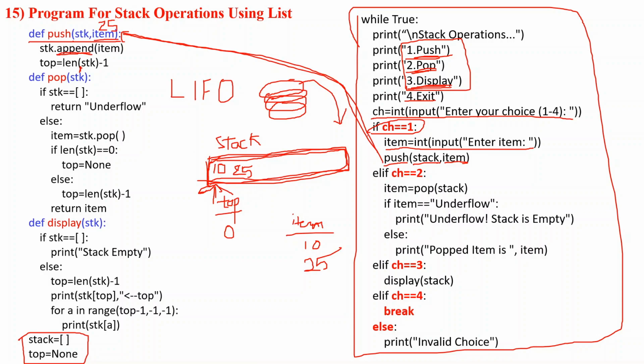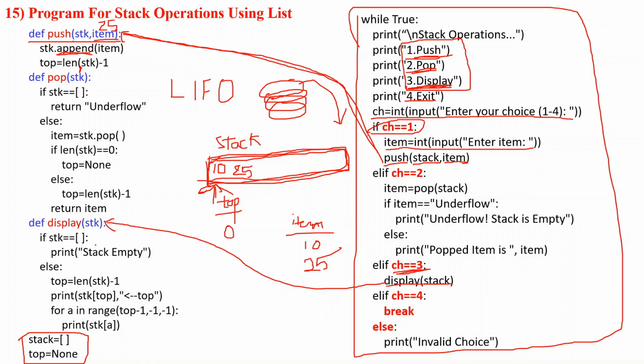Now the user gives, for example, number 3, display. Display means ch3. This option will be applicable, and it is calling the display function with stack. Where is this display function? Here.